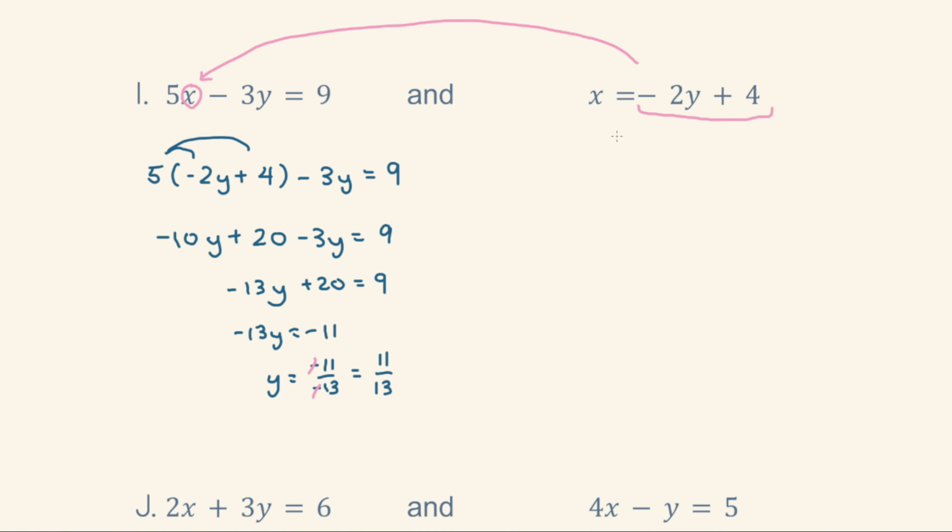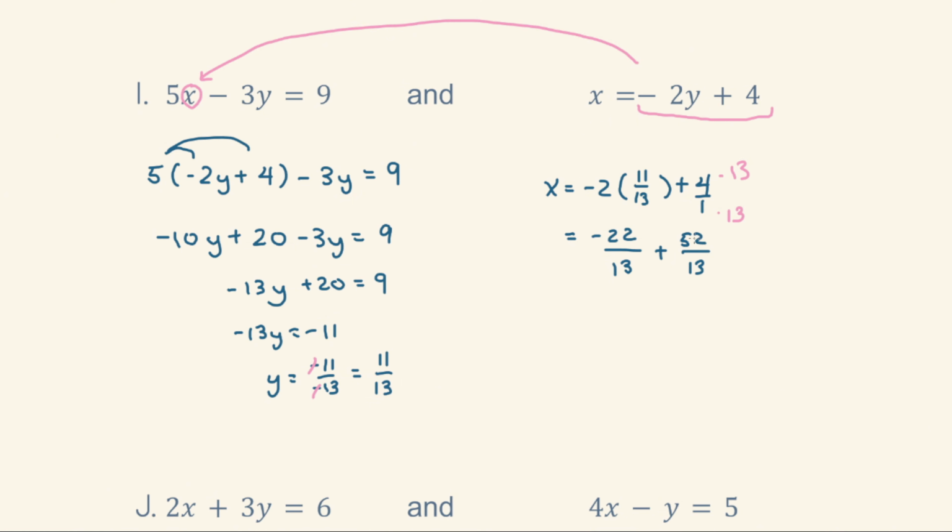And now to find what x is, we'll just plug 11 over 13 into this equation on the right. So x is equal to minus 2 times 11 over 13 plus 4, which comes out to negative 22 over 13 plus, and then here, let's put this all on a common denominator. So we multiply the top by 13, the bottom by 13. And on top, you're going to get 52. And on the bottom, you still have 13.